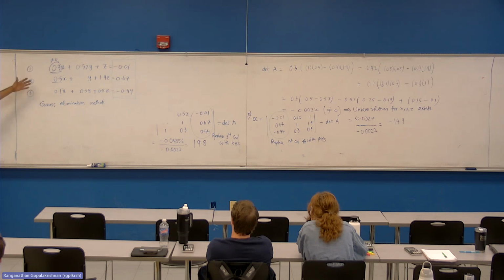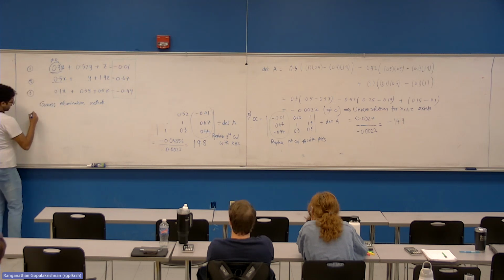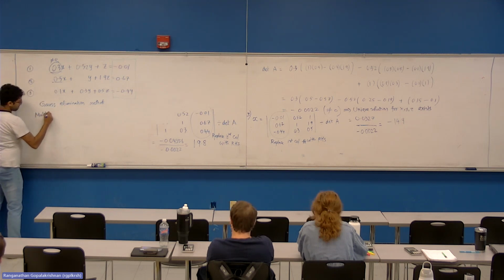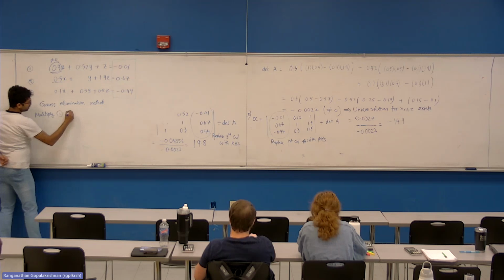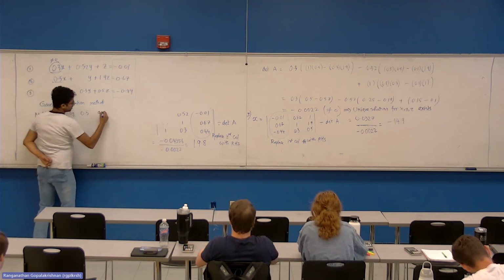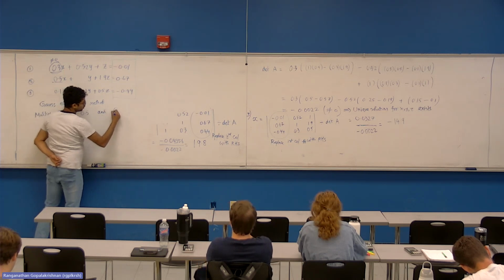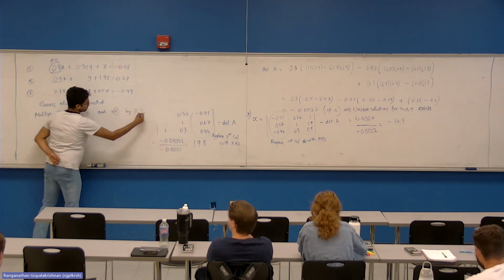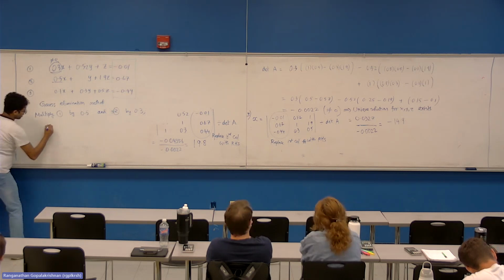What do I need to do here? I have 0.3 or 0.5. If I multiply by 0.5 here and do it the other way, multiply this by 0.3, they'll both end up with 0.15, and then you can subtract, right? So I'm going to multiply equation 1 by 0.5 and equation 2 by 0.3, which will give me what?